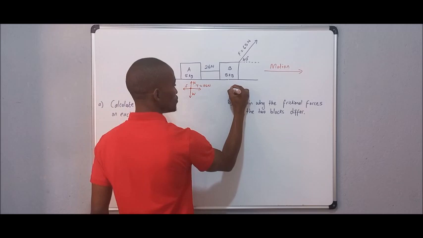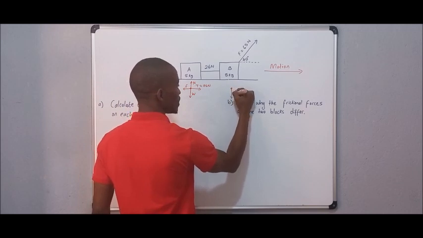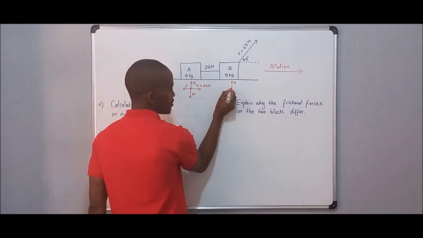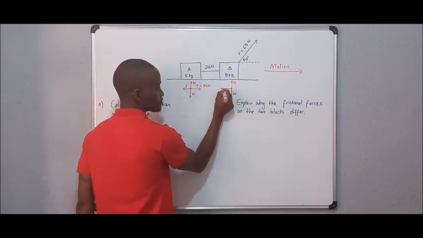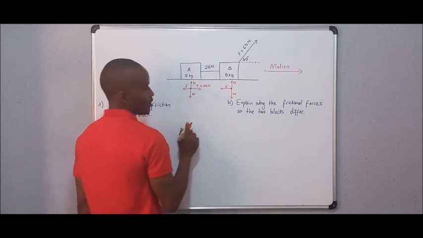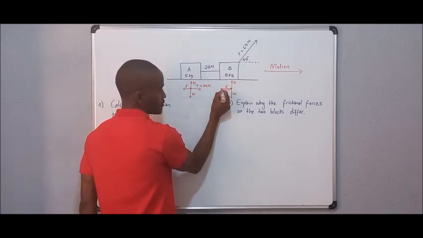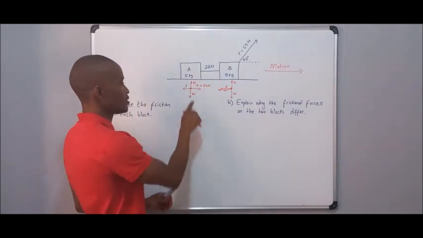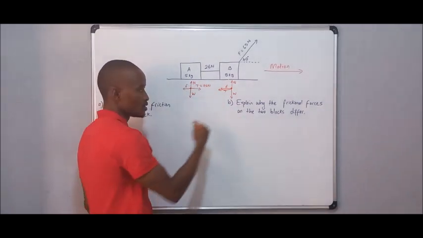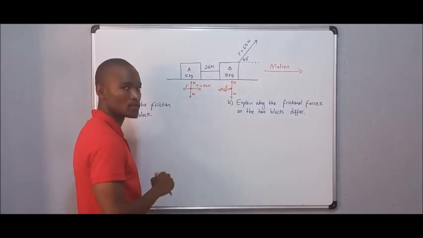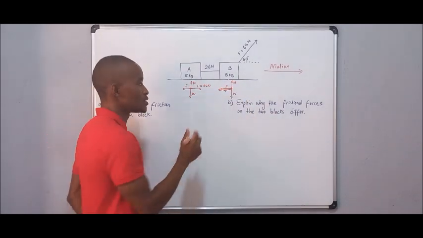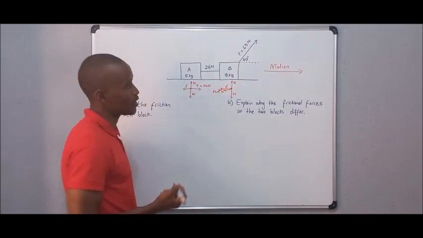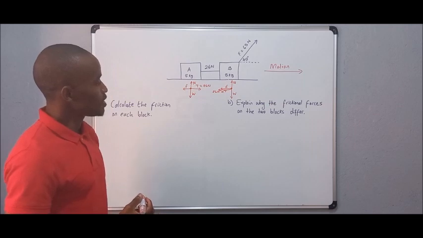Let's go to B. Again, weight and normal force, and friction again, and then we'll have tension here. Remember, one tension force is to the right, the other is to the left, but the magnitude is the same, Newton's third law. And then what is happening again?